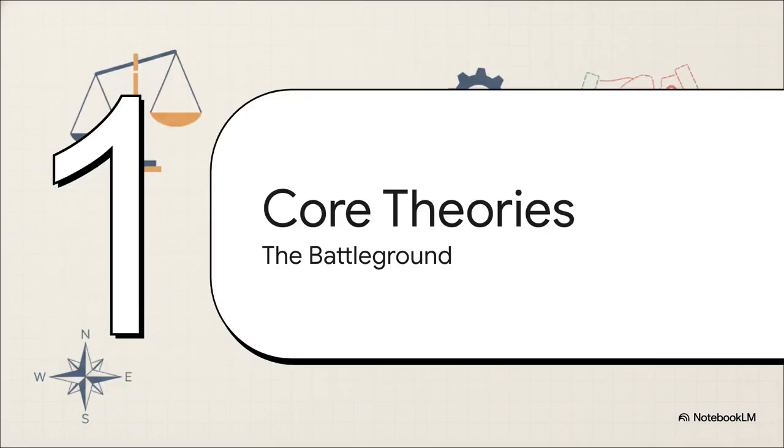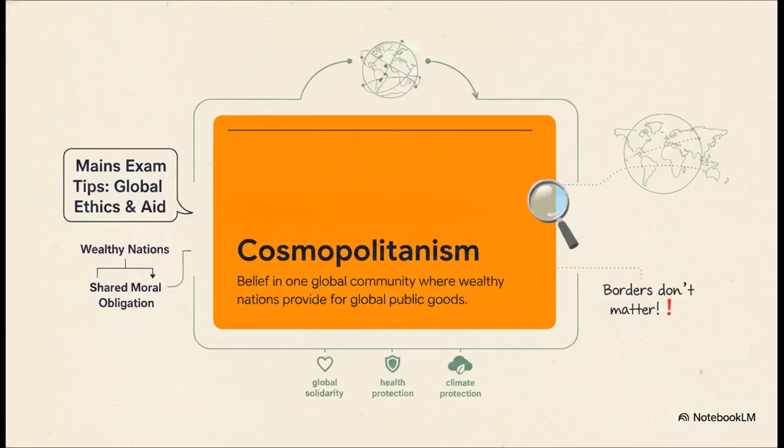All right, Section 1, Core Theories, the Theoretical Battleground. I'll kick things off with a donor-centric justification, which is deeply rooted in cosmopolitanism. So just a quick layman's definition here. Cosmopolitanism is essentially the idea that we're all citizens of one big global village. National borders, they simply don't matter when we're talking about basic human rights.